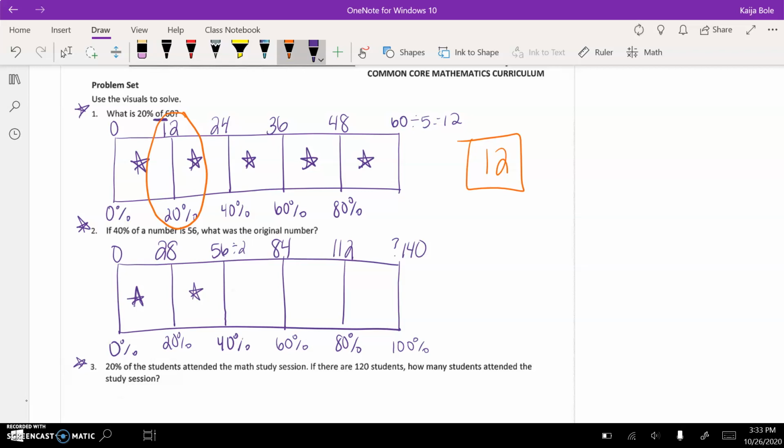What was the original number? And that is that part here. So our original number was 140.